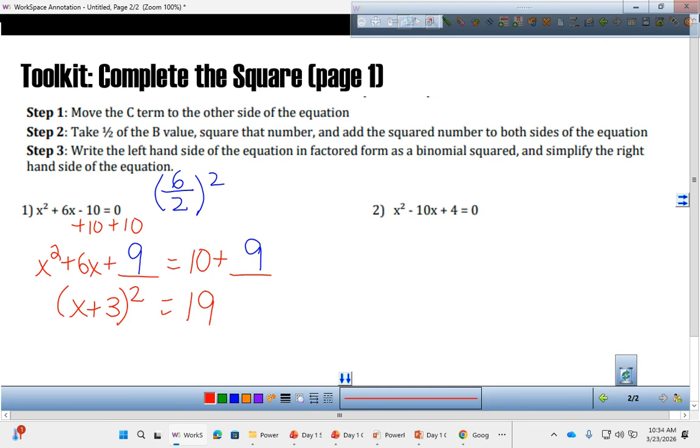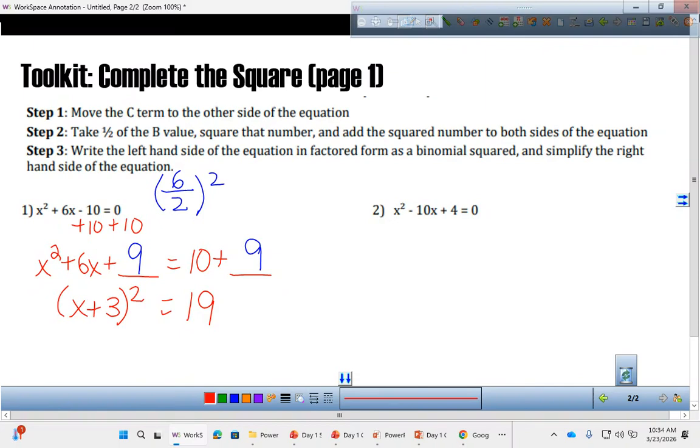Okay with that? All right, let's look at the next one. x squared minus 10x plus 4. Right now, to the eye, this is not factorable. If you were to find the discriminant, it would not be a perfect square. There are not any numbers that multiply to 4 and add to negative 10.